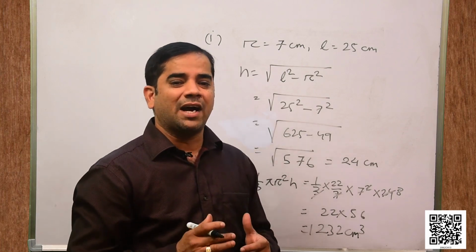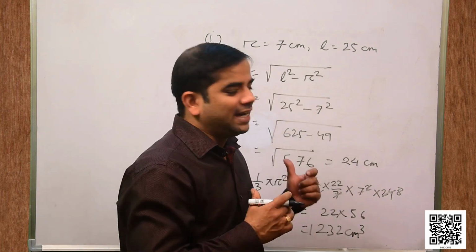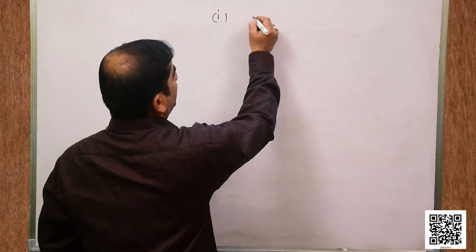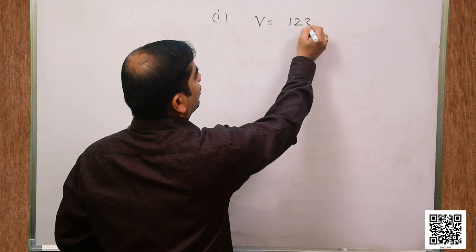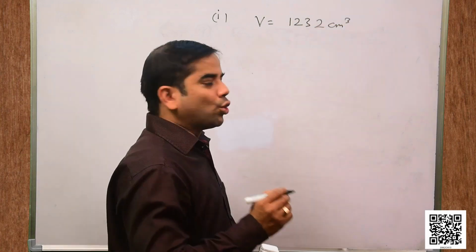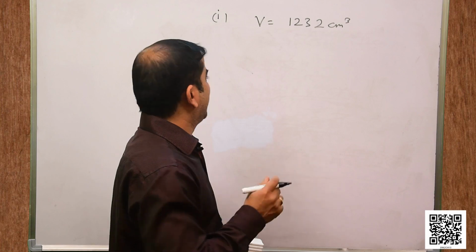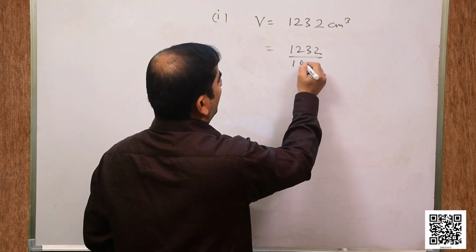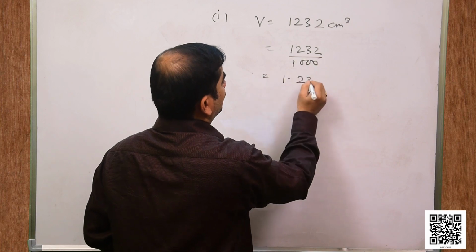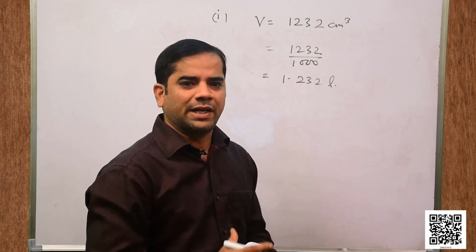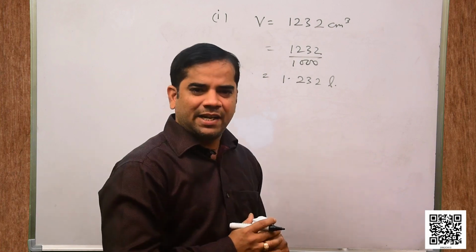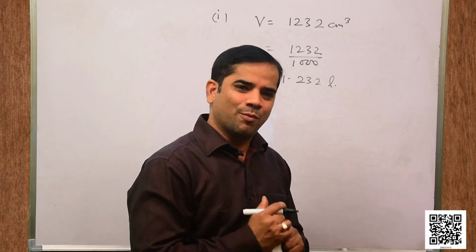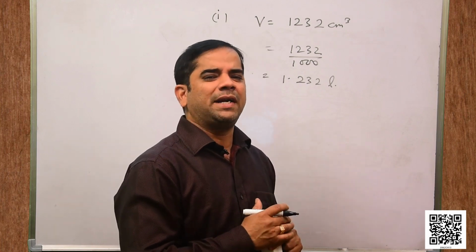So, we need to find the capacity of the vessel in liters. Okay. So, let us find out. Students, for bit 1 volume is found to be 1232 centimeter cube. So, let us convert it into liters. So, this is equal to 1232 divided by 1000, that is 1.232 liter. So, the capacity of the vessel for the bit number 1 is 1.232 liter. Hope you understand. Now, let us solve bit 2.